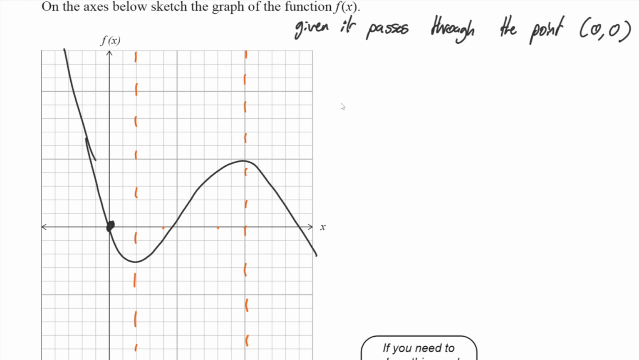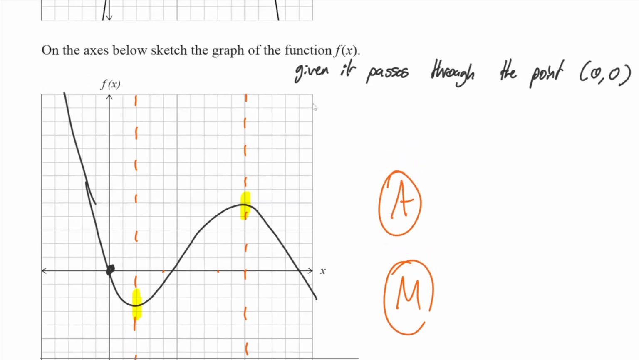Now, again, it is a sketch, so it might not actually be the exact antiderivative. However, as long as the turning points line up with those red dashed lines, and it's a negative cubic, that would be for this question, a merit. If you only got the turning points correct or the general shape correct, that would be achieved.